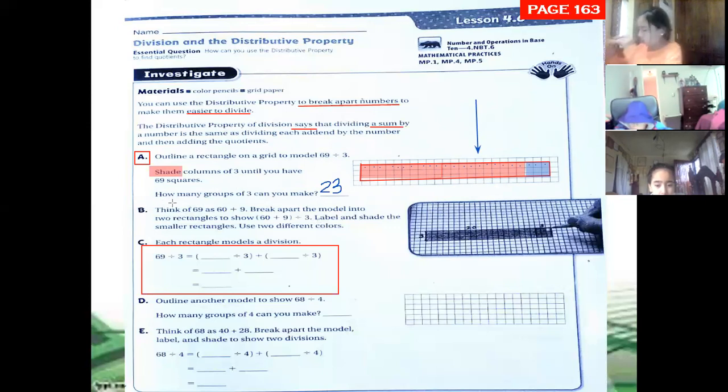Okay, so how many groups of 3 can you make? I can make 23 groups of 3. Each of these is a group of 3. Group of 3, group of 3. See, and I have 23 in my rectangle.